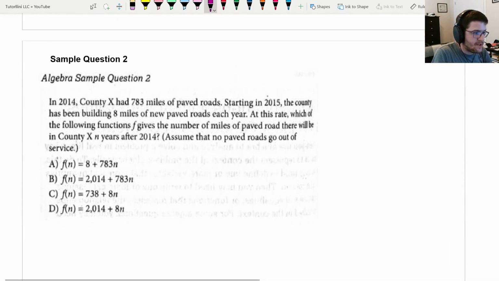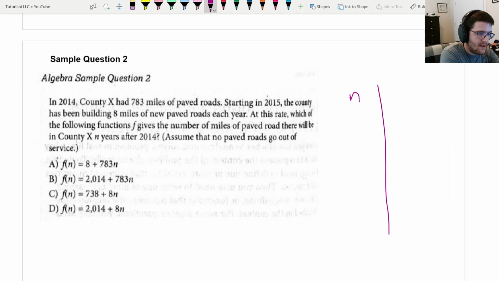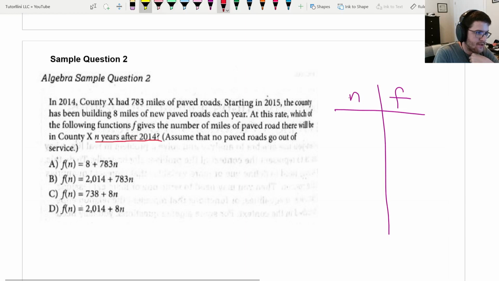Okay, so same kind of thing. It wants us to find a function for it this time, though. So what I always like to do is I like to make a table. So the x variable is n, and the y variable is f. And it says n is the years after 2014. Okay, so this first sentence is a data point. So that's 0 years after 2014. 2014 minus 2014 is 0. And the number of miles, f, is 783.